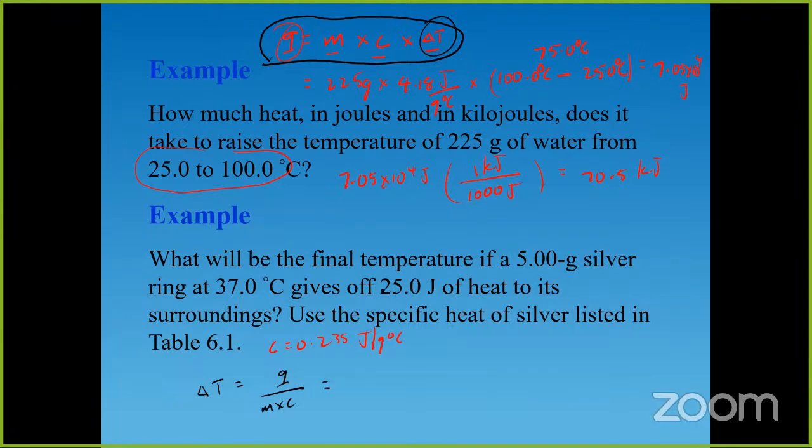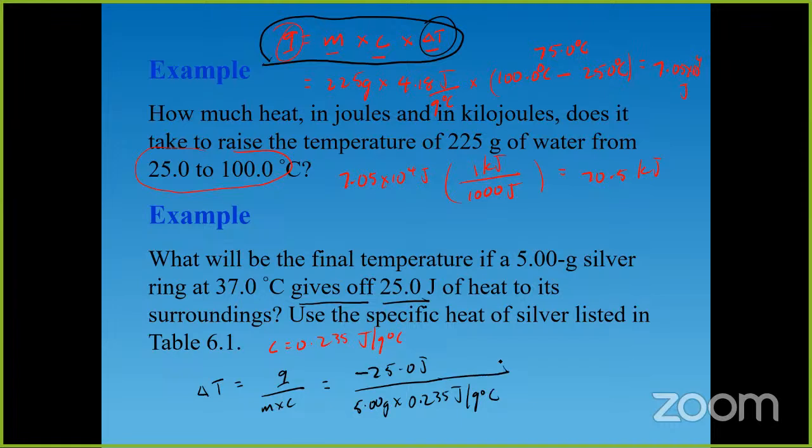Now, Q is 25.0 joules, but please note how the question is worded. It says it gives off 25.0. So that means that the sign for Q would be negative. So we're going to put minus 25.0 joules. And then we're going to divide by the mass, which is 5.00 grams. And then I'm going to multiply by the C for silver, which is 0.235 joules per gram degree Celsius.